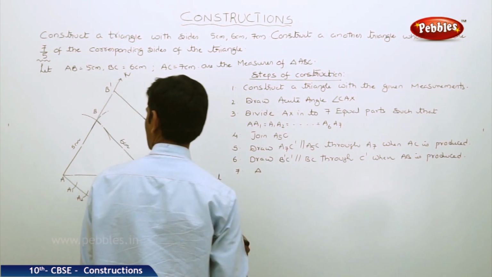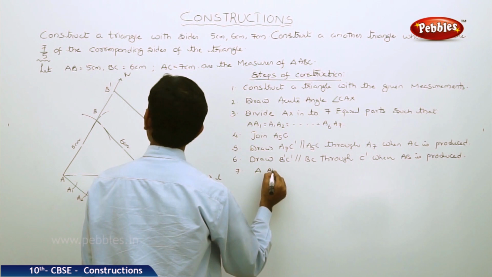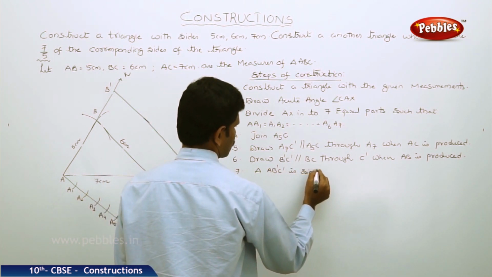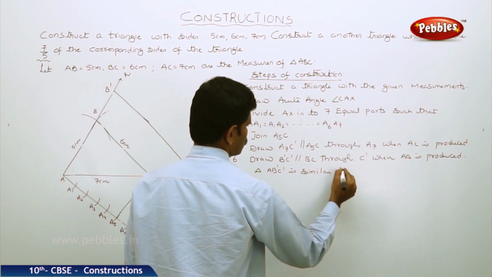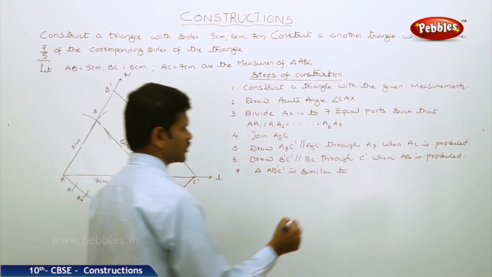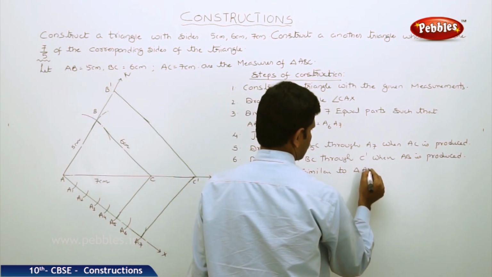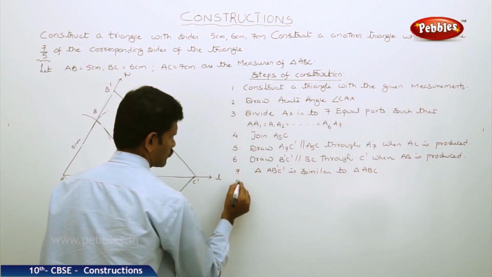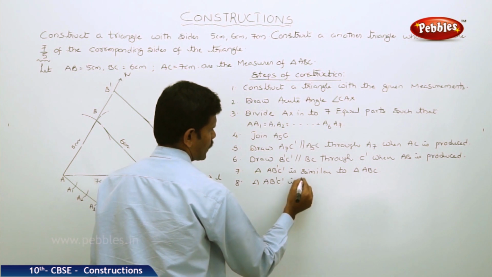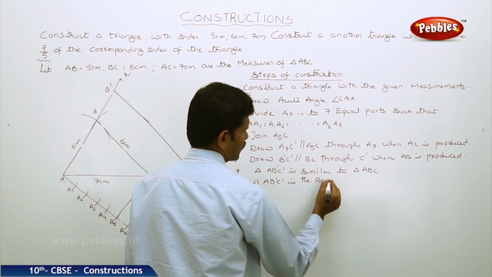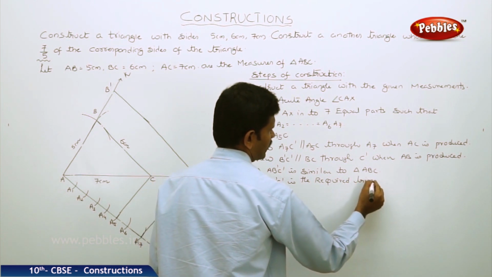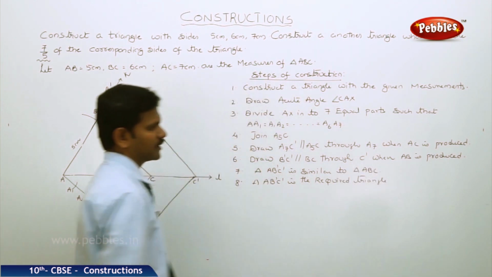Triangle AB dash C dash is similar to triangle ABC. Triangle AB dash C dash is the required triangle.